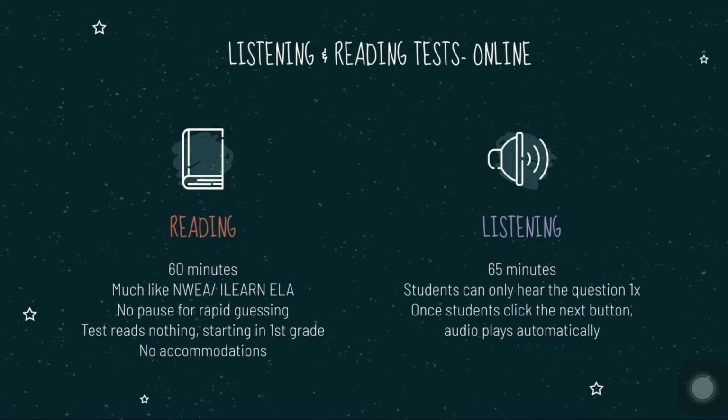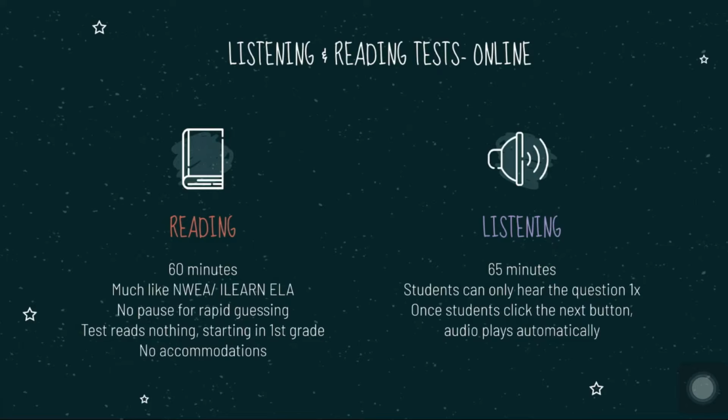The listening test reads everything to students and requires them to show understanding of the question. Students can only hear the question one time. Once they click the next button after finishing a question, the audio plays automatically for the next question. Sometimes students will click the next button before they're ready to listen to the next question, and then they will miss part of the question and not be able to answer it. When students take the practice test, they should be reminded that they shouldn't click next until they're ready to listen.